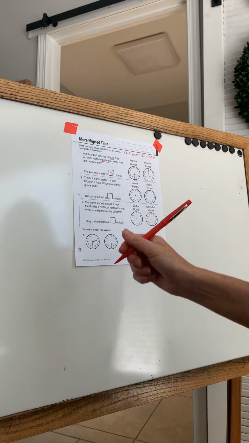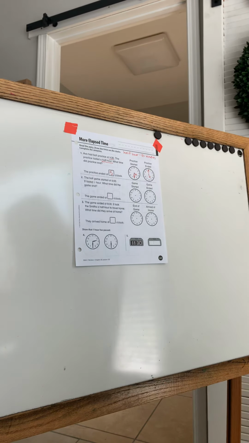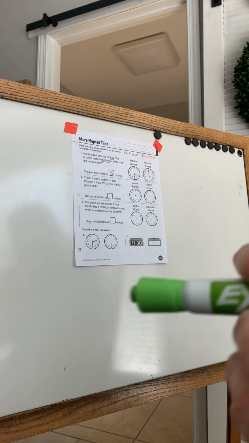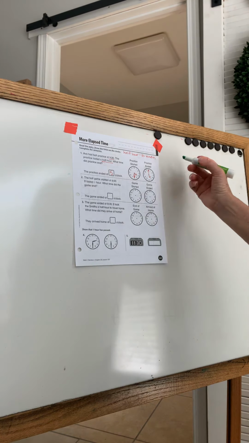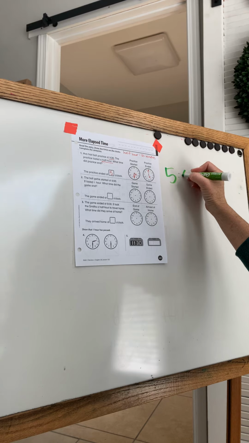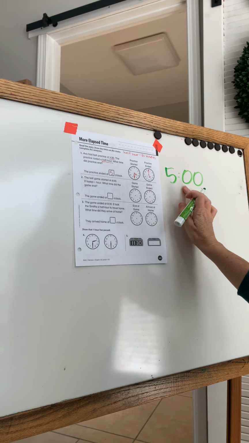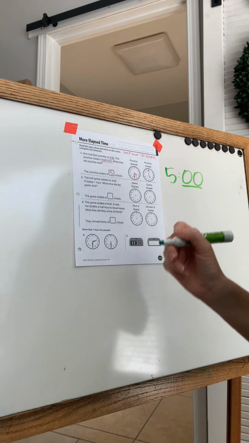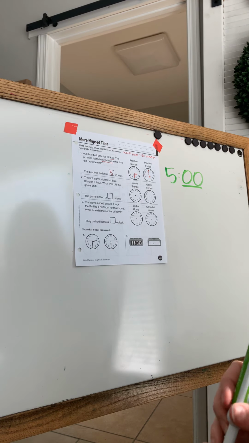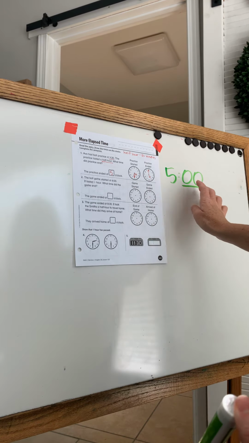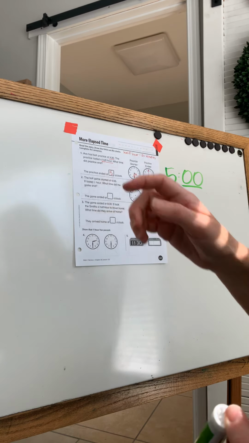Now, I didn't write this. I hope you can see this. I didn't write this because if I have the words o'clock, that means this. So if I have the words o'clock, I don't need to write 5:00. I just need to write the number, okay?